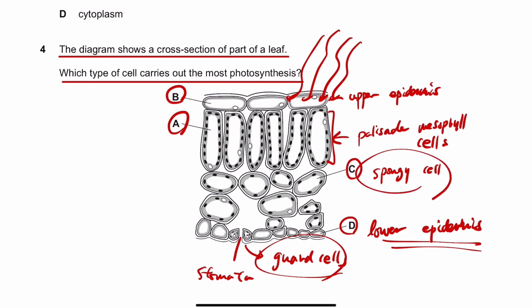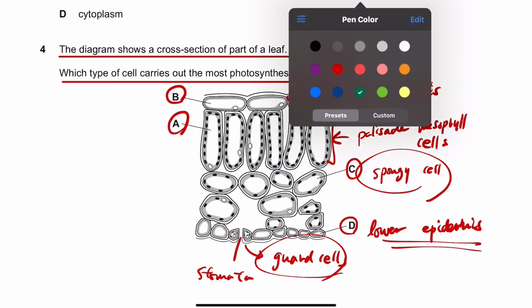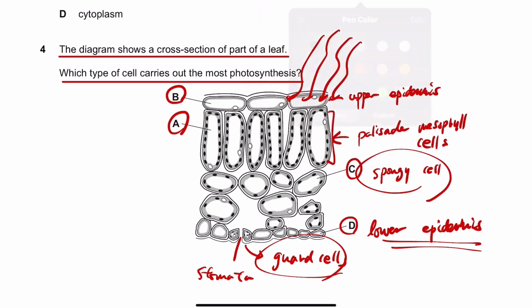So the function of the spongy cell is to provide enough air gaps so that the water molecules can evaporate, and they can become water vapor, and then the water vapor can accumulate inside the leaf, and then they can leave the leaves by diffusion, and that process is transpiration.